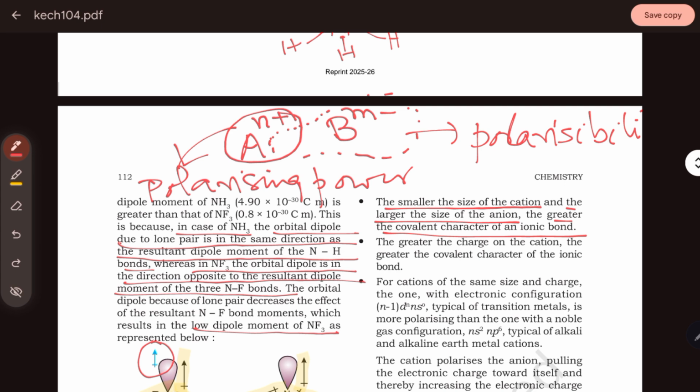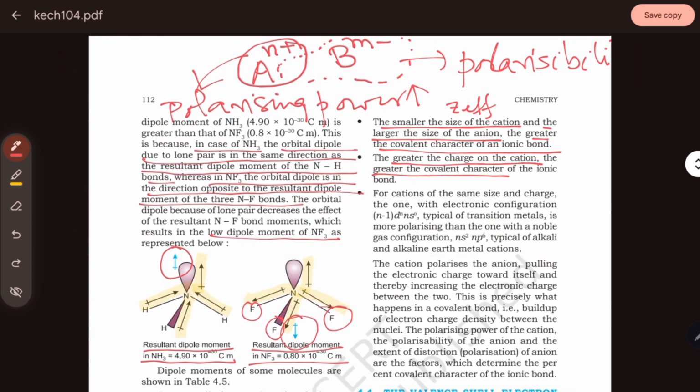How do we understand this? If the charge over the cation is greater, then the size of the cation is also small. So the greater the charge on the cation, the greater is the covalent character. Why is it so? Because if the size of the cation is less, then the nuclear force is greater and the polarizing power is greater, for which the electron cloud of the anion is shifted a little bit more towards the cation and is shared between the anion and cation, which we say is the covalent character of the ionic bond.